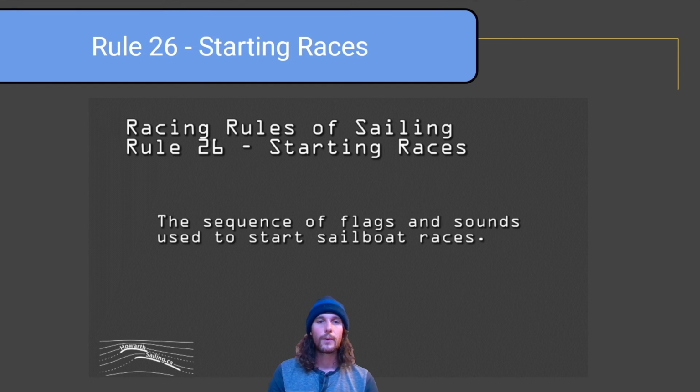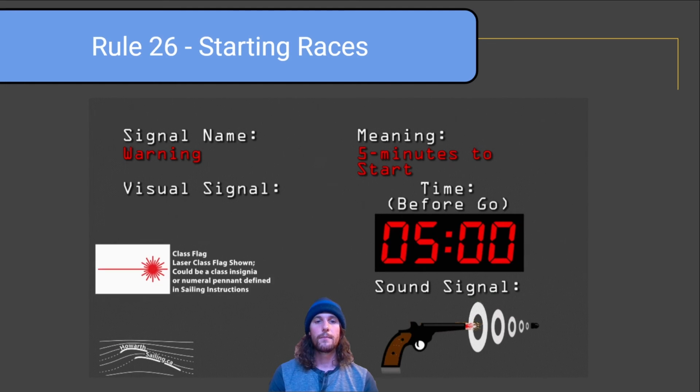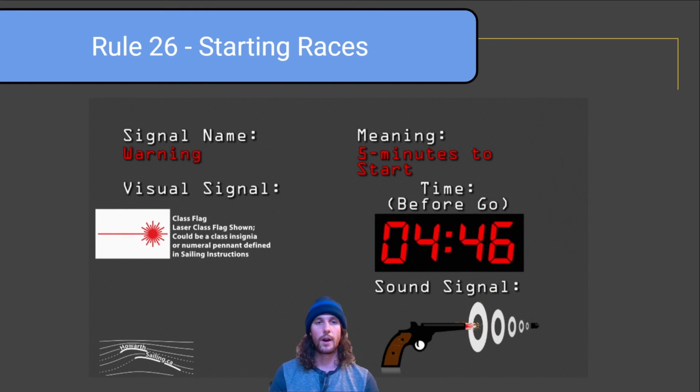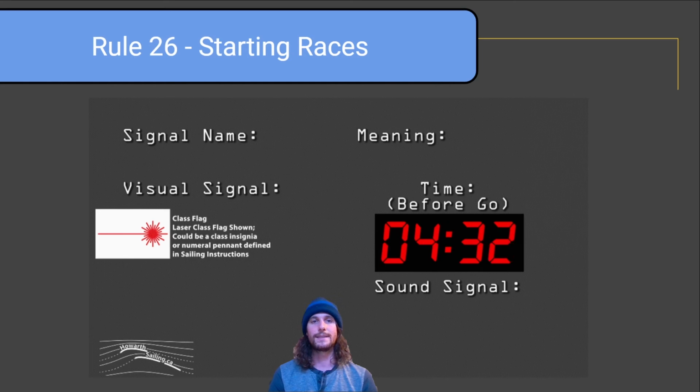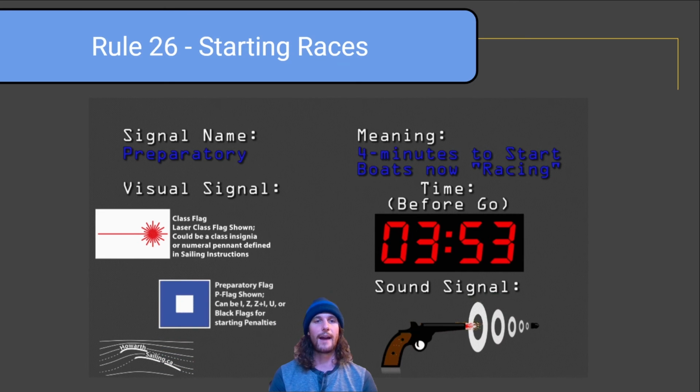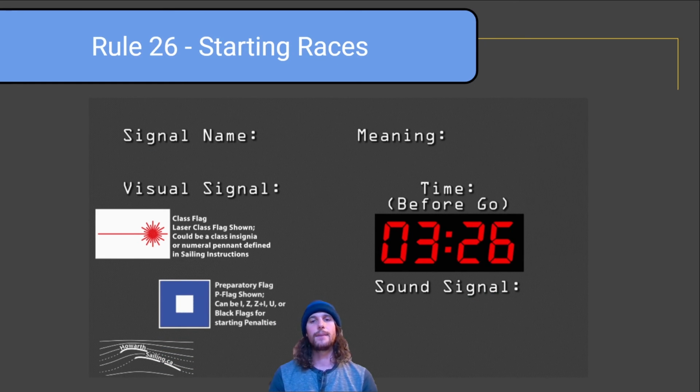So the next thing that we have to learn about actually comes from Part 3 of the rules, Conduct of a Race, and it's Rule 26, Starting Races. There's a start sequence to starting races that we refer to as 5, 4, 1, go. And there's an animation playing on the screen in front of us that explains this starting sequence to us. So we'll wait for it to start again, and I'll narrate it as it happens.